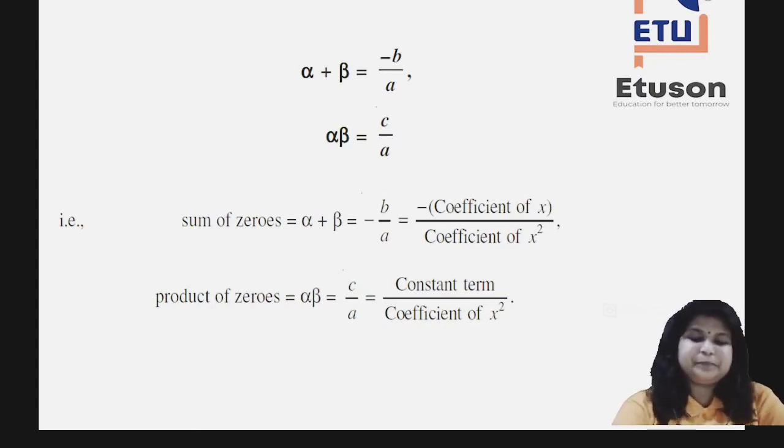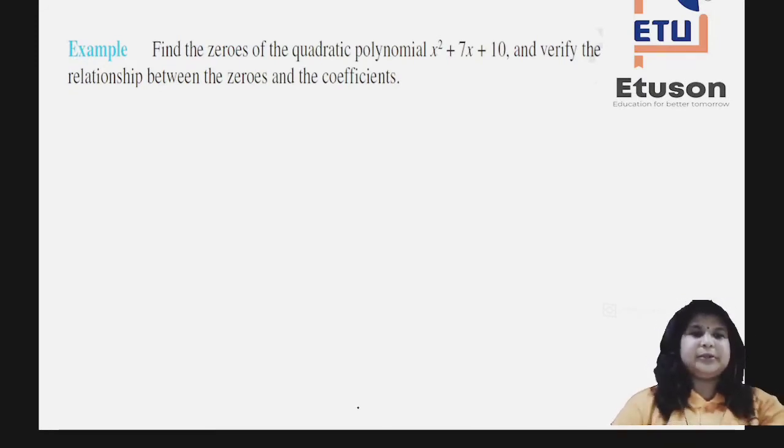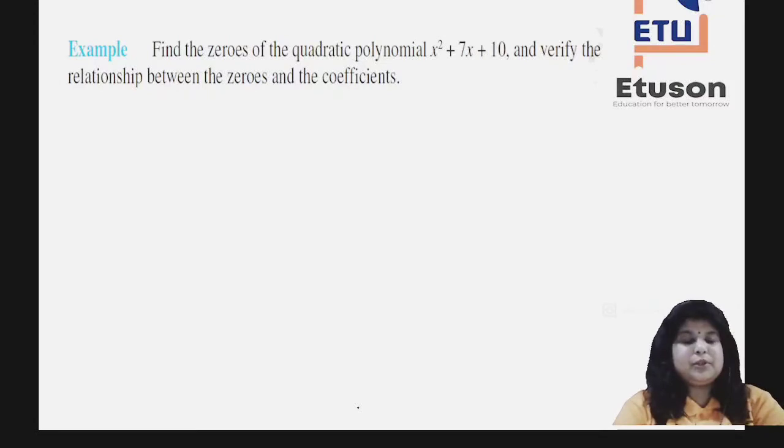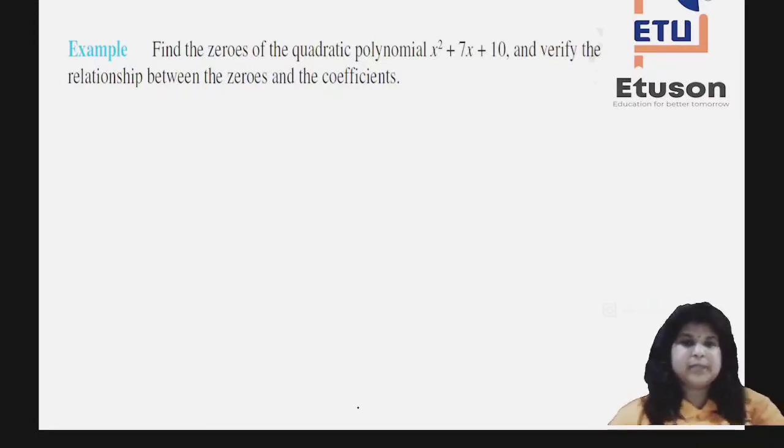Okay children. So now let us solve one problem related to it. Find the zeros of the quadratic polynomial x square plus 7x plus 10 and verify the relationship between the zeros and coefficients. Okay, so shall we do that?